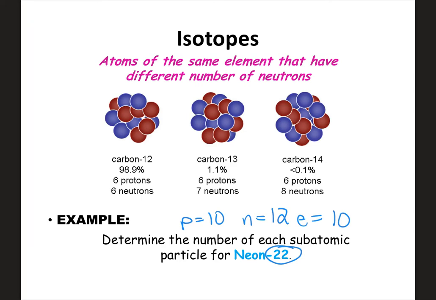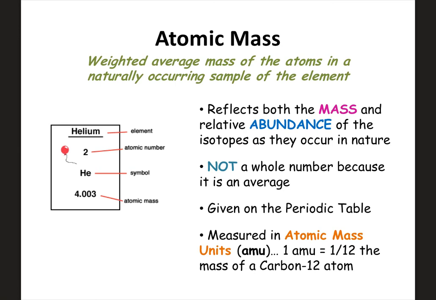The last major concept I want to talk about here is atomic mass. All right, atomic mass is a weighted average of the mass of the atoms in a naturally occurring sample of the element. So it's a weighted average here. So the atomic mass is on the periodic table, all right? It's that number below the symbol, typically with decimals. You round this number to get the most common mass number for an element on the table, all right? It does reflect the mass and abundance of these isotopes in nature.